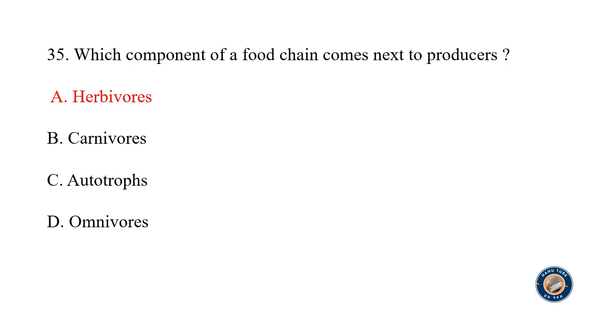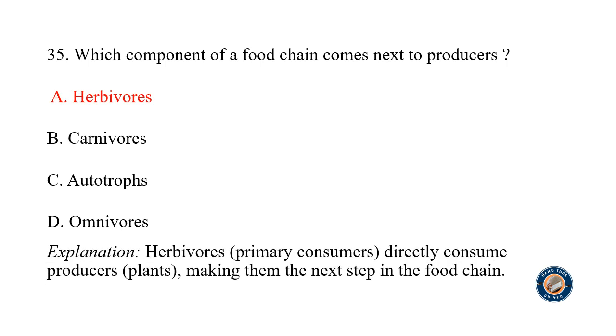The answer will be herbivorous. Herbivorous, or primary consumers, directly consume producers or plants, making them the next step in the food chain.